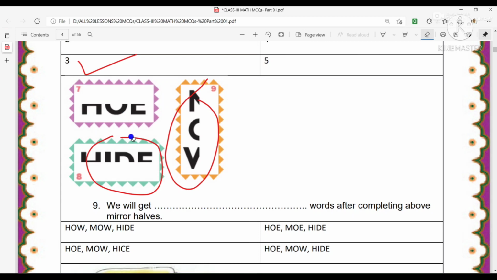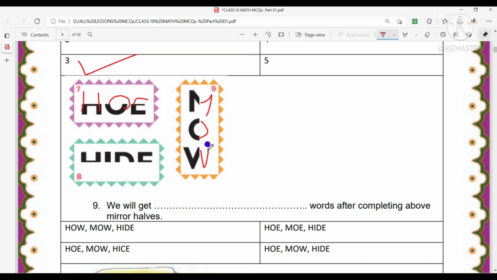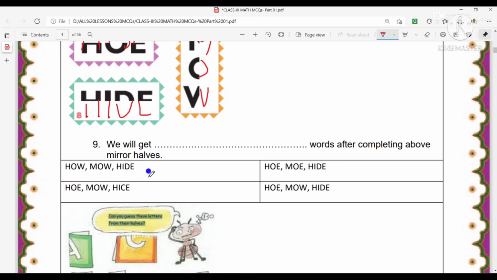Let us see. HOE, here MOW, here HIDE. So HOE, MOW and HID. This one.